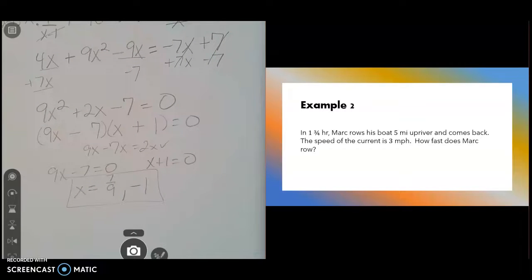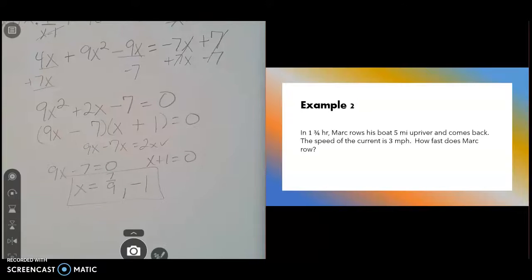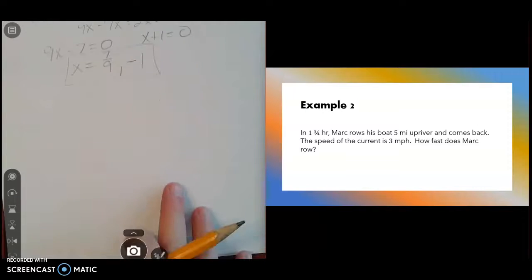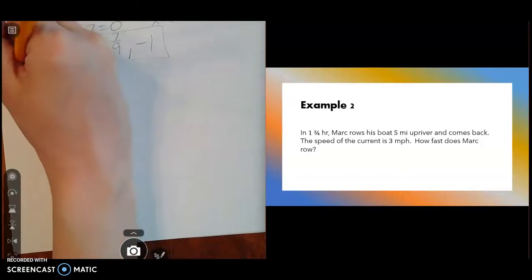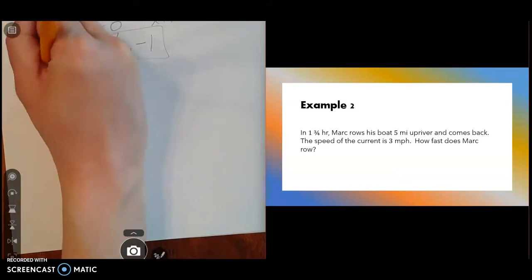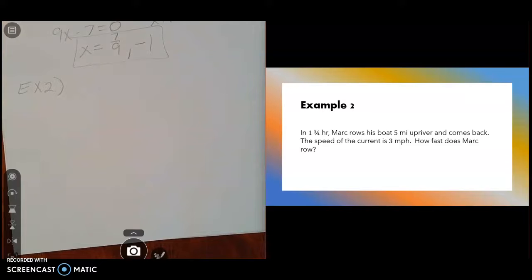All right, next up is a nice little word problem. It says, in 1 3/4 hours, Mark rows his boat 5 miles upriver and comes back. The speed of the current is 3 miles per hour. How fast does Mark row?